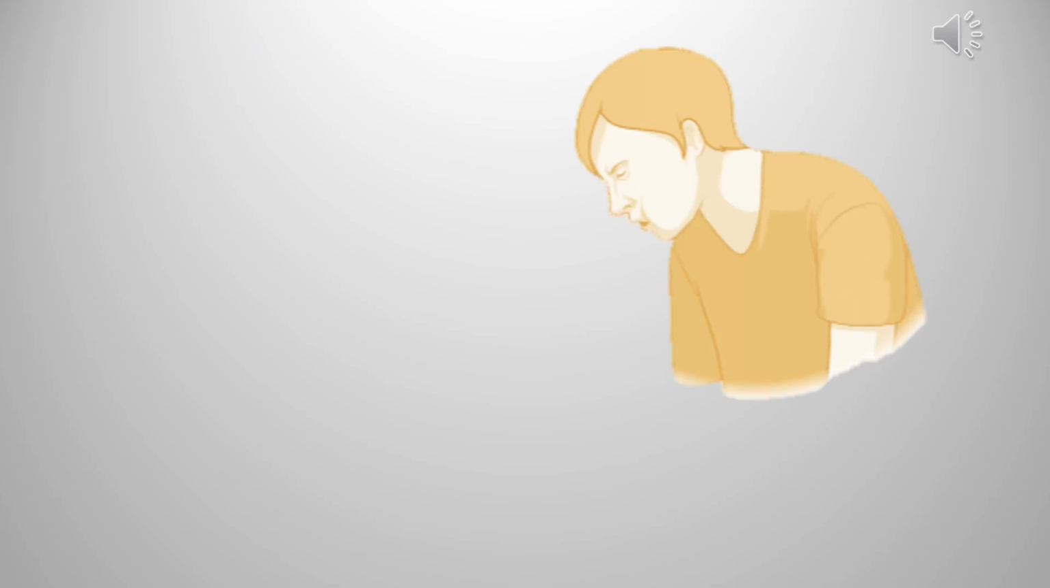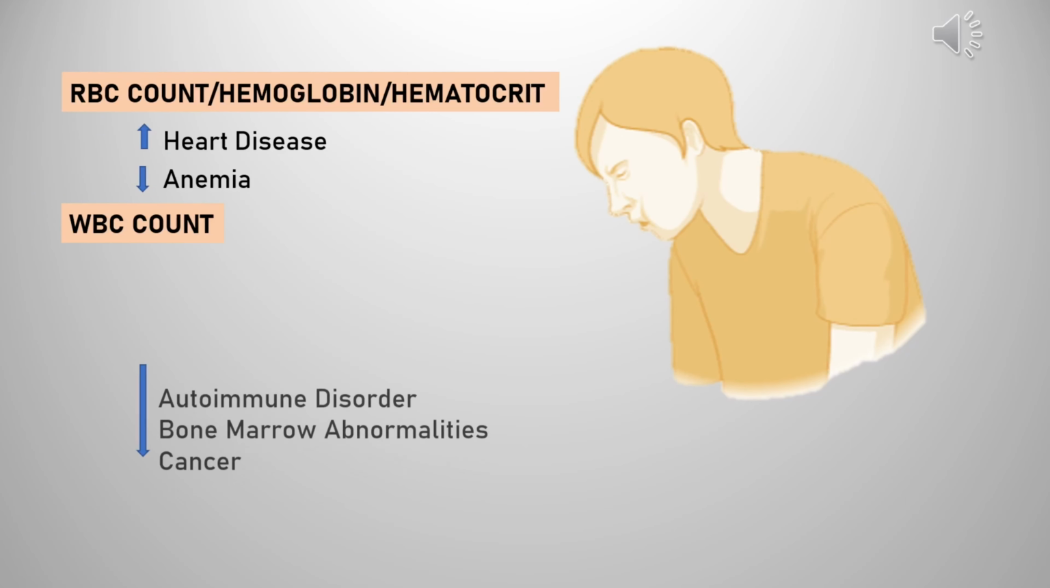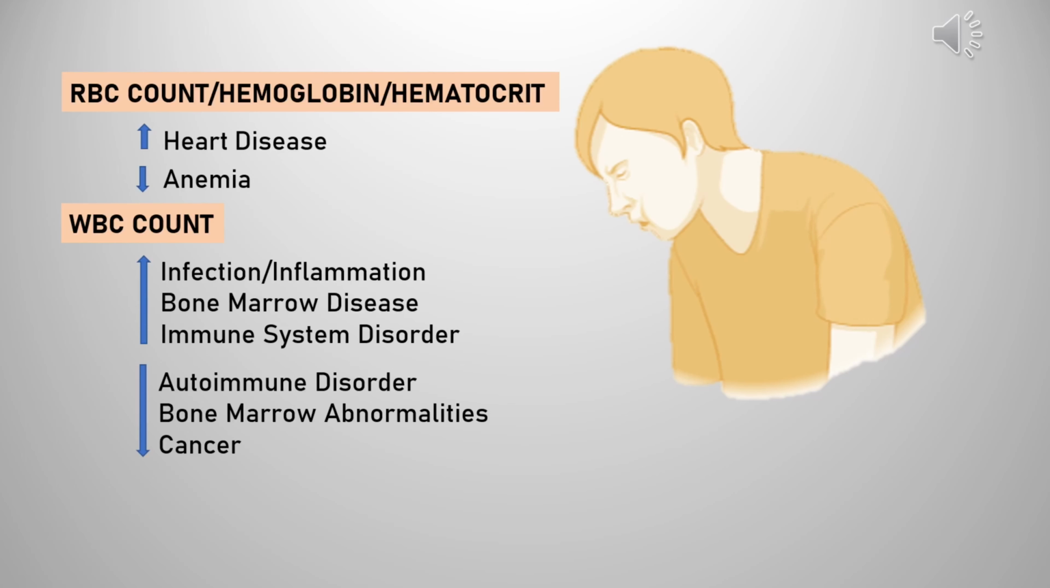Any deviation from the normal range for these cells directs towards some issues or abnormality associated with the body. A higher RBC count or hematocrit or hemoglobin provides an indication towards heart disease, whereas a low count is mostly linked to anemia. A low WBC count provides an indication towards autoimmune disorder, bone marrow abnormalities, and cancer, whereas a high WBC count is an indication towards infection or inflammation, bone marrow disease, or immune system disorder. A high or low platelet count both indicate underlying medical conditions.